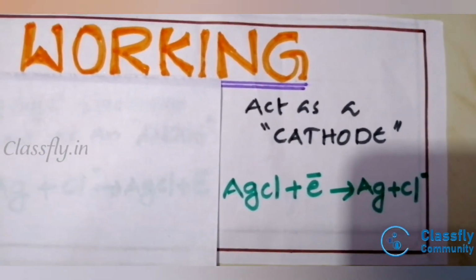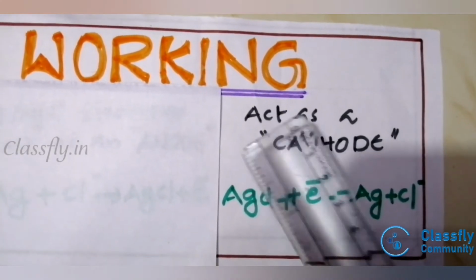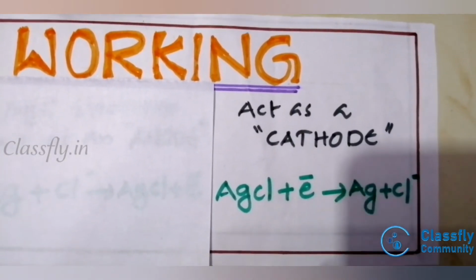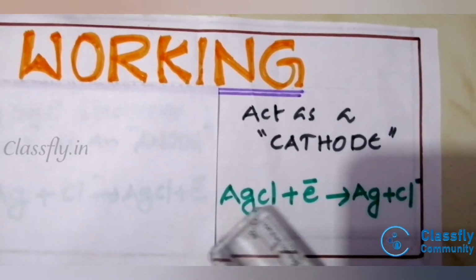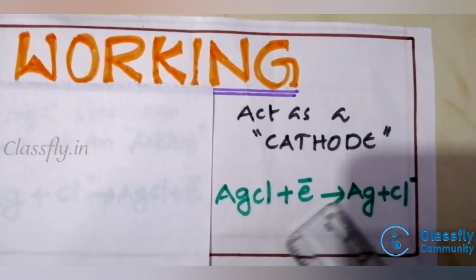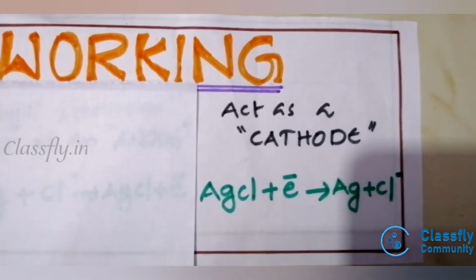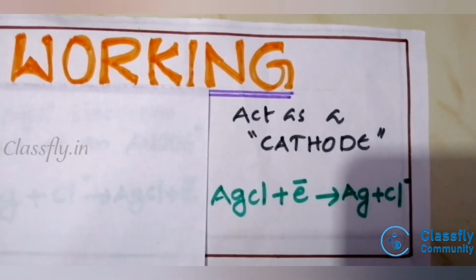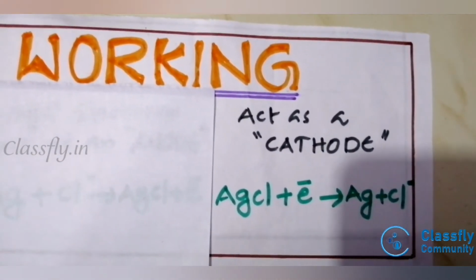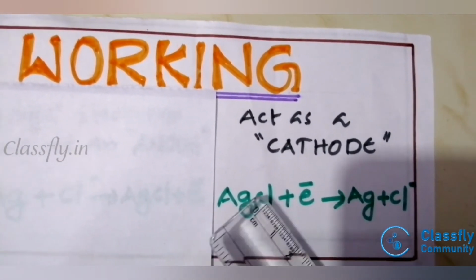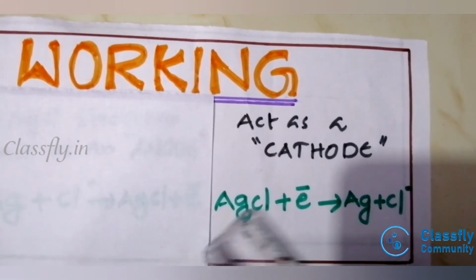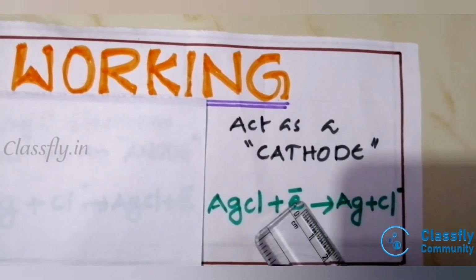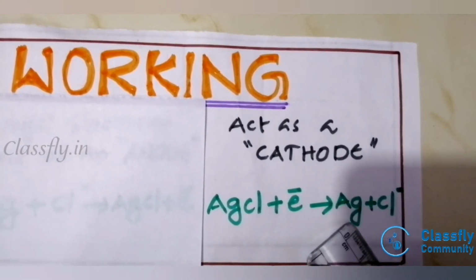If silver chloride electrode acts as a cathode, the electrode reaction is AgCl + e− gives Ag + Cl−. Cathodic reaction is nothing but reduction. So here silver, which is in the form of Ag+, accepts 1 electron, undergoes reduction to give Ag.